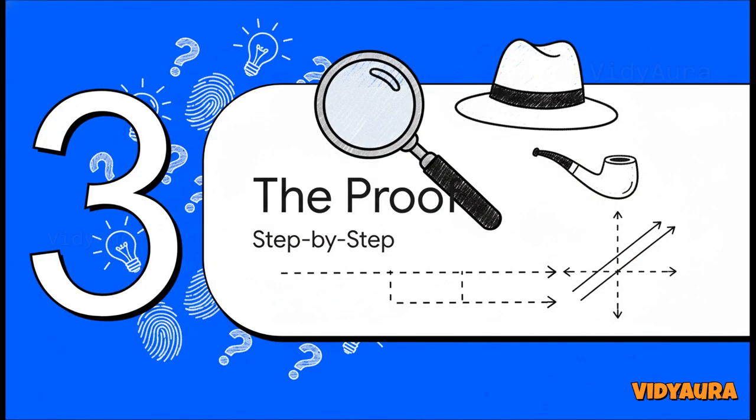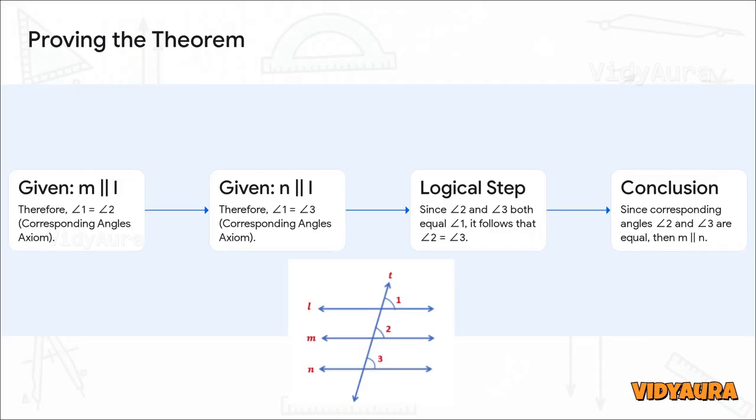Okay, we've got our lines, we've got our tools, and we've got our fundamental rule. We are ready. So, let's walk through the proof together, step by logical step. Let's just follow the logic here. First up, we're told line M is parallel to line L. Okay, so because of our axiom, we know angle 1 has to equal angle 2. Got it. Second, we're told line N is also parallel to line L. So again, that means angle 1 must equal angle 3.